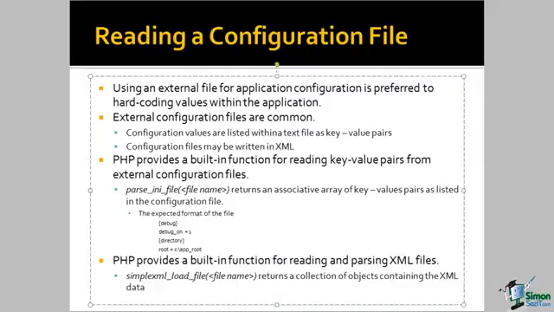For key value pairs, PHP provides the parse_ini_file function. When we use this function and provide it with a configuration file name, the function returns an associative array of key value pairs from the configuration file. Now, it does expect a specific format for those configuration values, an example of which I've included.